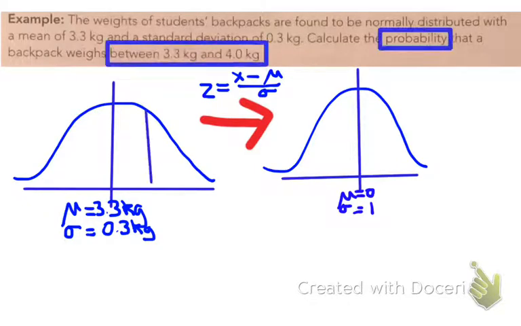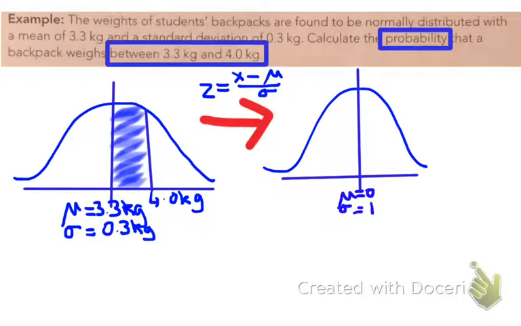So let's have a look again. We want to find a probability that is between 3.3 kilos and 4 kilos. So on the graph, I've shaded in the area between the mean of 3.3 and the value of 4.0 kg. So remember, the bottom axis is just your number line, and think of your number line going from small to bigger.